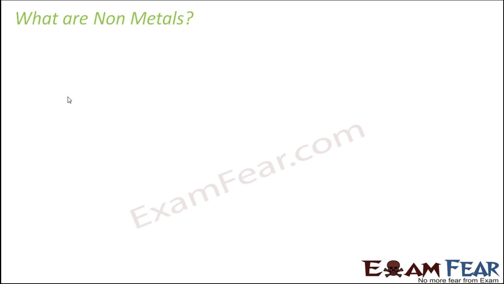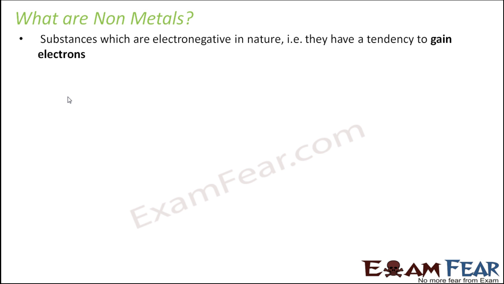So first we will start with the definition of non-metals. These are substances which are electronegative in nature, just the opposite of metals. They do not have a tendency to lose electrons, rather they want to gain electrons. Metals believe in giving, so they release electrons, whereas non-metals are the takers, they want to take electrons, so they will gain electrons.